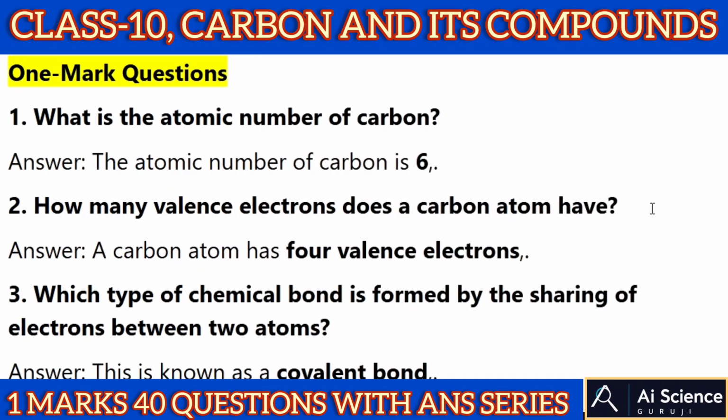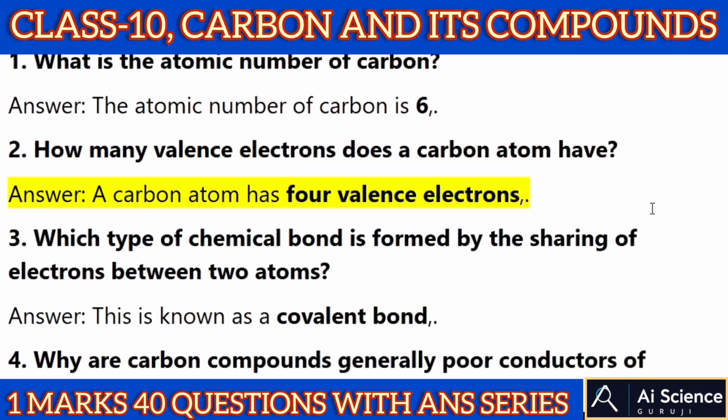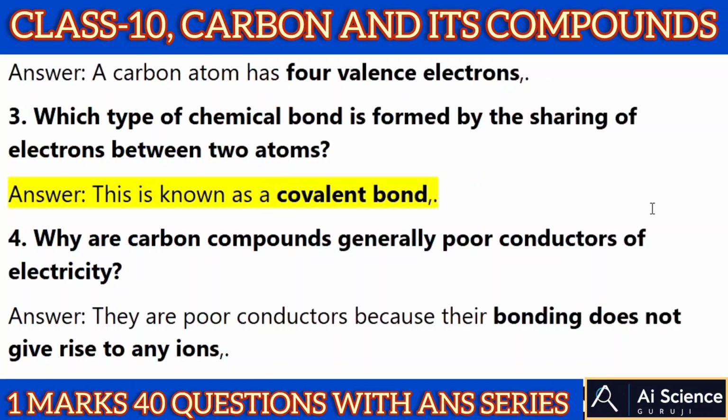1-mark questions. 1. What is the atomic number of carbon? Answer. The atomic number of carbon is 6. 2. How many valence electrons does a carbon atom have? Answer. A carbon atom has 4 valence electrons. 3. Which type of chemical bond is formed by the sharing of electrons between two atoms? Answer. This is known as a covalent bond.